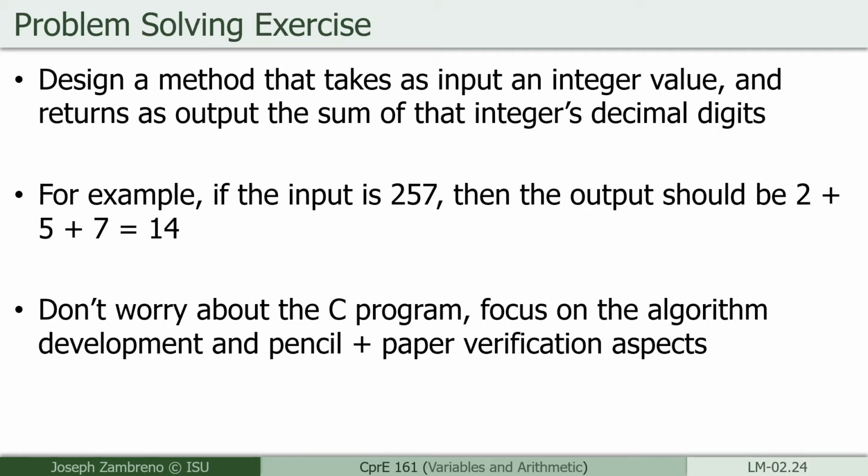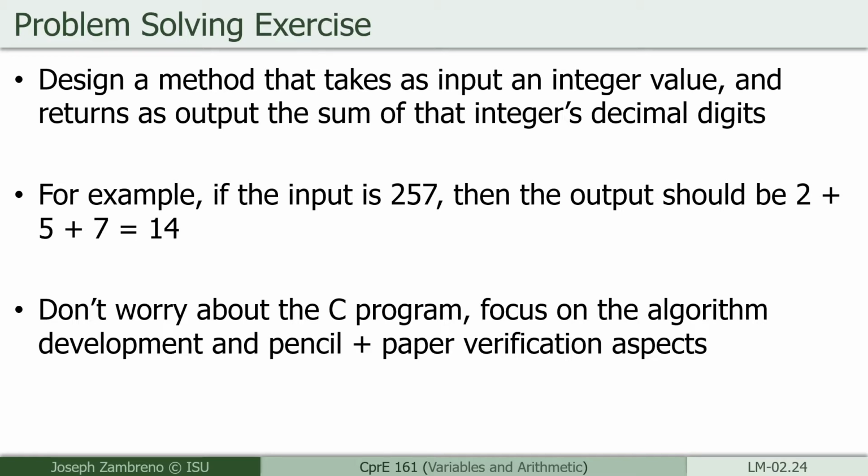So I'd like us to undergo a brief problem solving exercise here. Not a coding exercise, those are slightly different things. Design a method that would eventually become a program that takes as input an integer value and returns as the output the sum of the integer's decimal digits. So for example, if the input was 257, then the output should be 2 plus 5 plus 7, which is 14. Let's not worry about the C program as of yet. Let's just think more about that problem solving process.